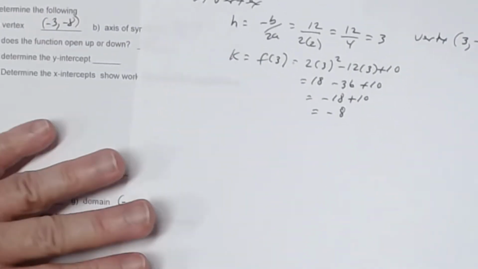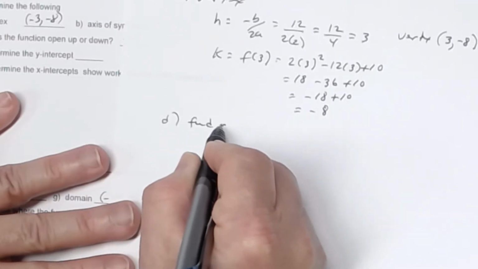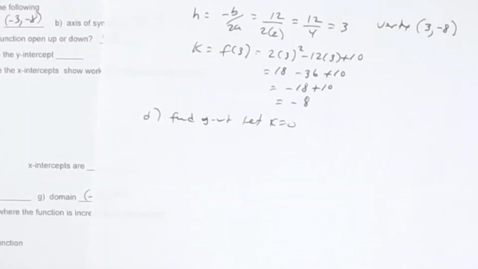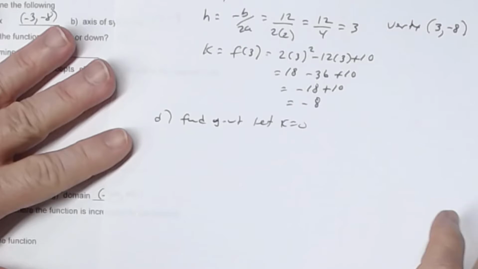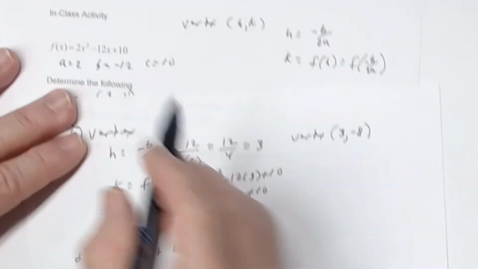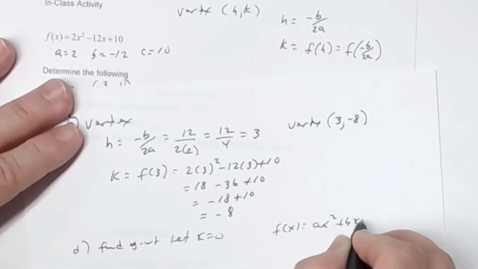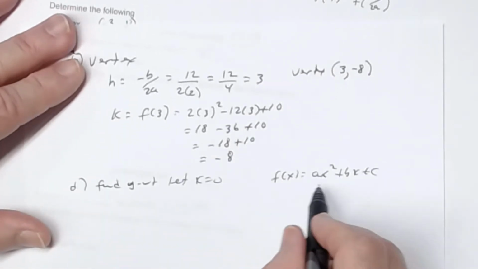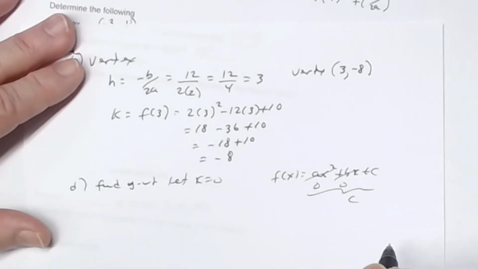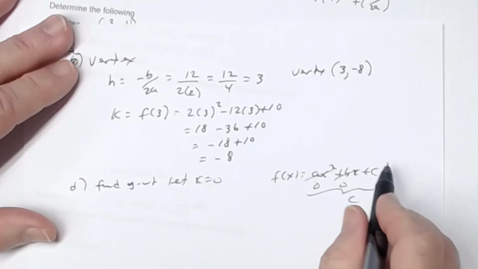Okay, now, so we know it's going to have a y-intercept. Well, remember, to find the y-intercept, and this is going to be d, you're going to let x equal 0. But we talked about this before, didn't we? We said that the general form of a quadratic equation looks like this: f of x equals ax squared plus bx plus c. So if I let x equal 0, then this will be 0, this will be 0, and all you're left with is c. So we found out that the y-intercept is always this constant.